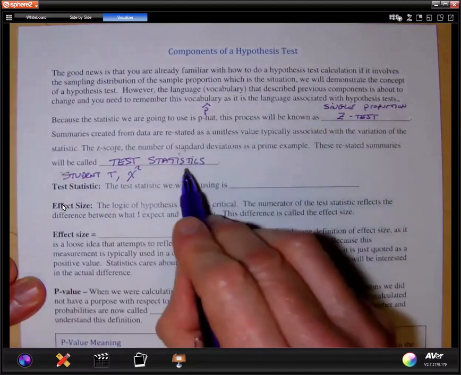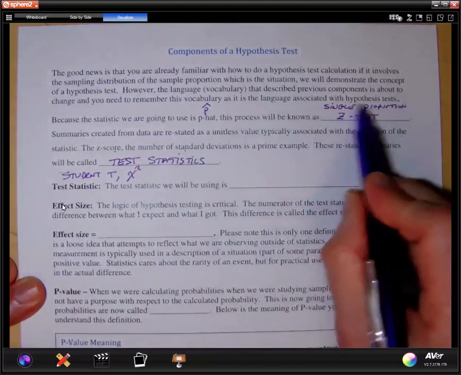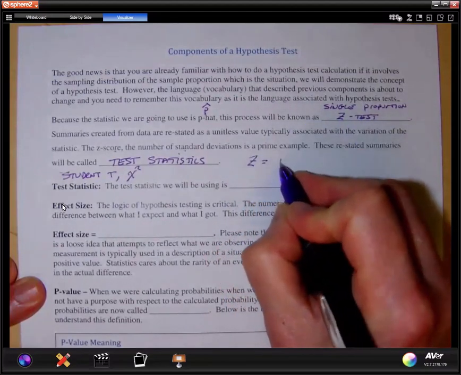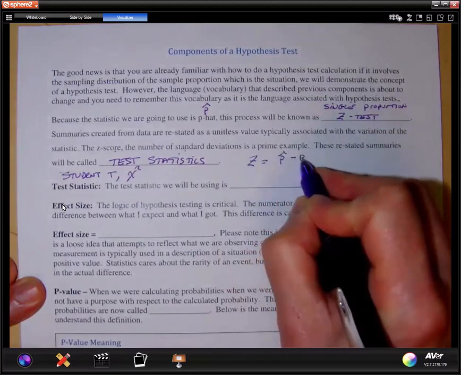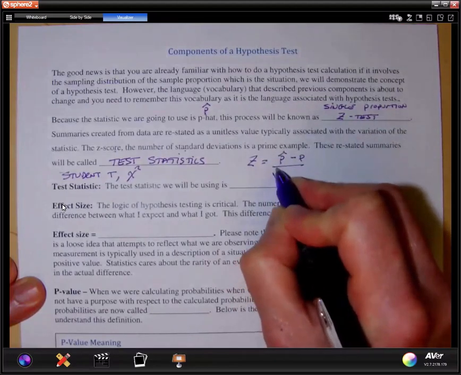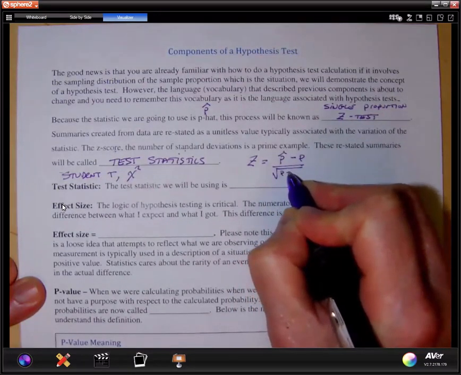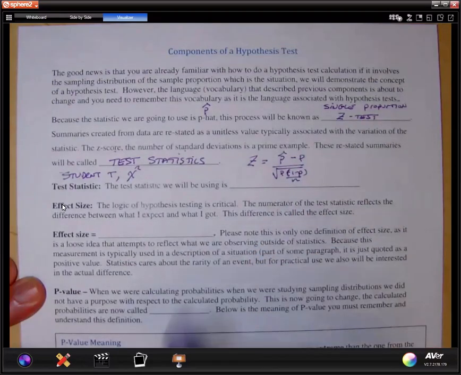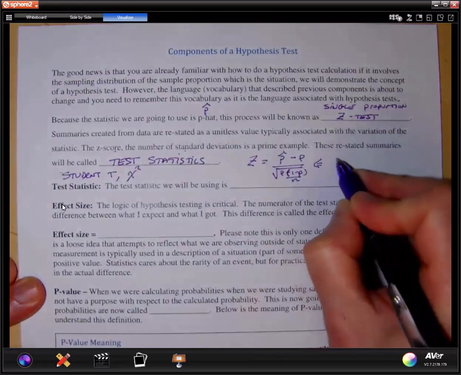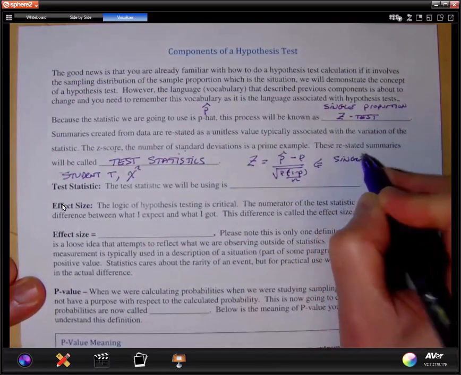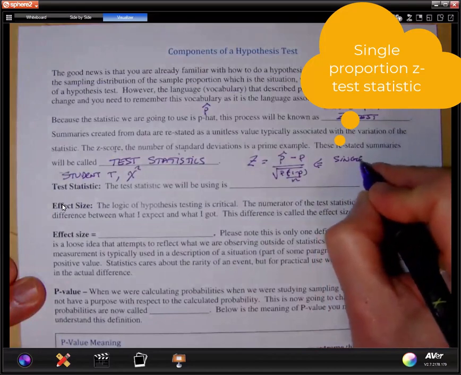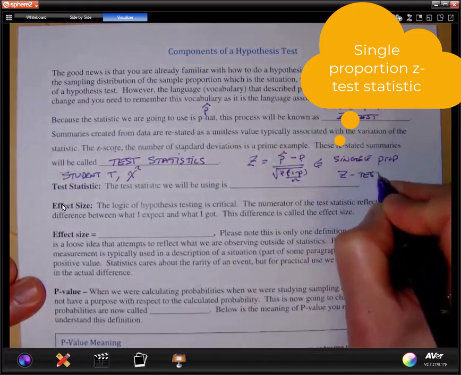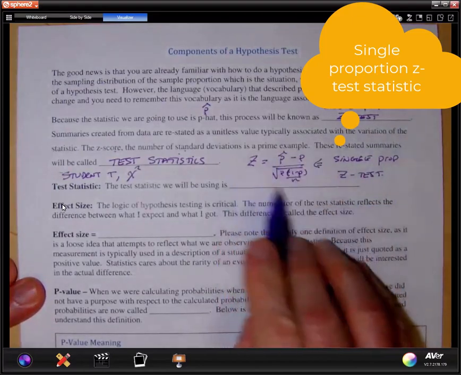So what is this? The test statistic we're going to use, again, is known as single proportion z-test. And this is the value. So this is the formula, which is the same one you used before. And again, this is the same formula as before.